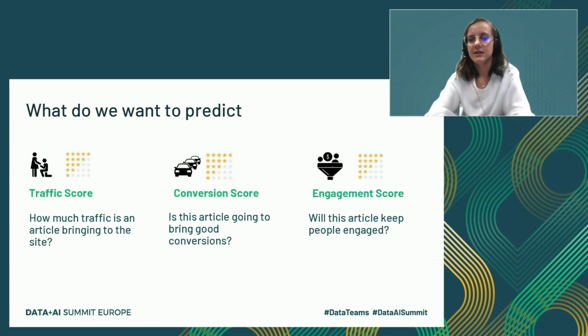Next, we want to show you what exactly we want to predict. So we have to predict 3 different scores. We want to predict the traffic score, which tells us how much traffic an article is going to bring to the site. Secondly, we want to predict the conversion score, which shows us whether this article is going to bring good conversions. And lastly, we want to predict the engagement score, which tells us which articles keep people engaged on the site. So these are the 3 scores that we want to predict.